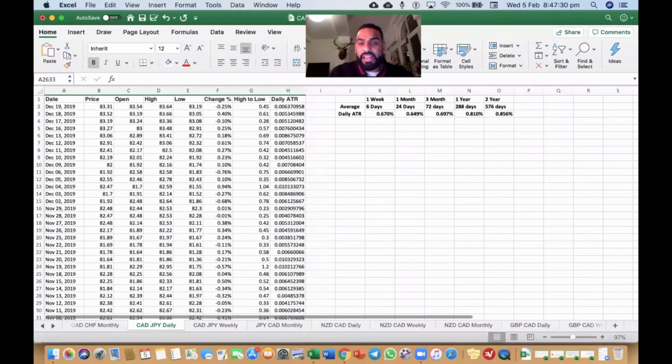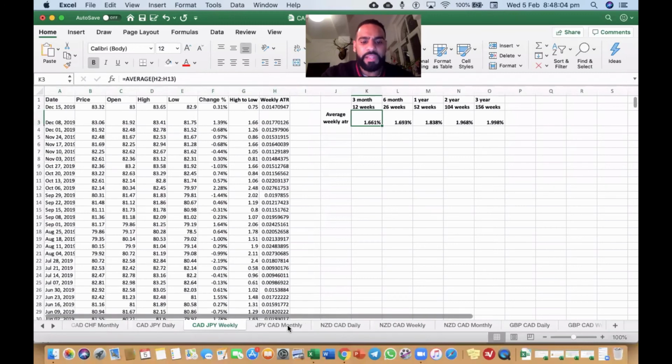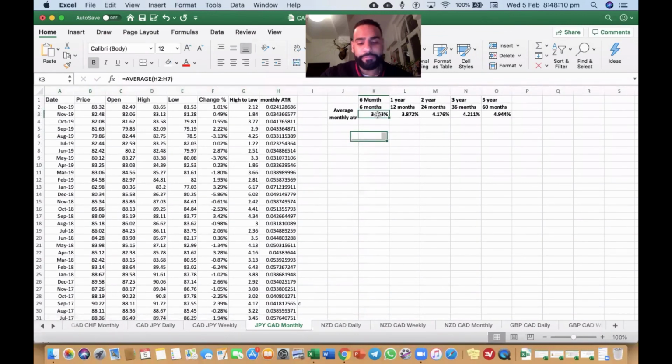And we can clearly see that when we analyze this data, the Canadian dollar, Japanese yen exchange rate fluctuates by 0.67% on average on a daily basis going back 10 years. When you look at a daily analysis going back 24 days, you pretty much get to the same answer, so around 0.67%. If we look at weekly time frames, on a weekly basis, the exchange rate fluctuates by around 1.6%. If you look at a monthly exchange rate, it fluctuates by 3%.